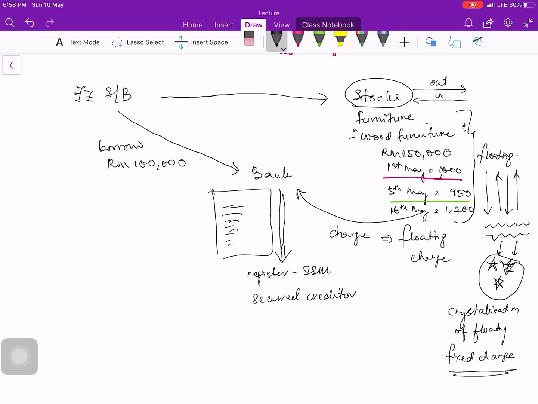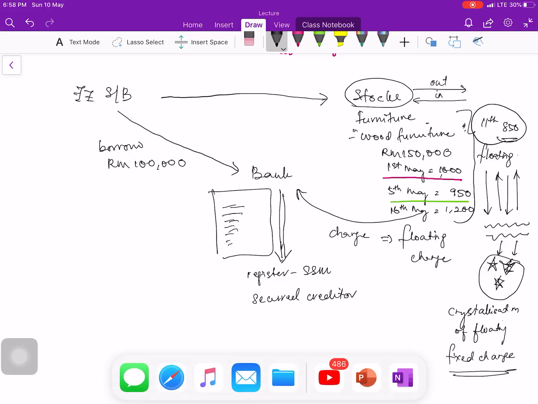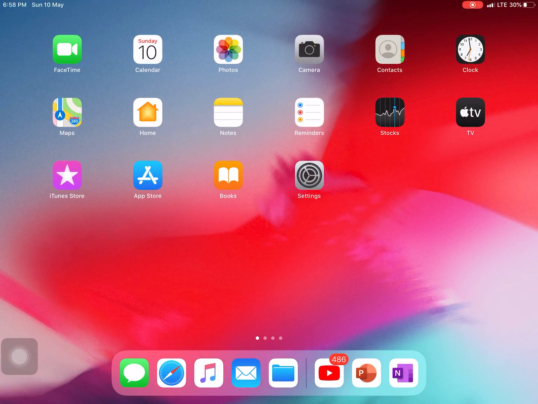Everything stops. So let's say on the date of crystallization, let's say 11 of May, the stock has reduced to 850. So that is the amount that will be recovered by the bank. Okay, that is floating charge. Now, can we look back at our slides?